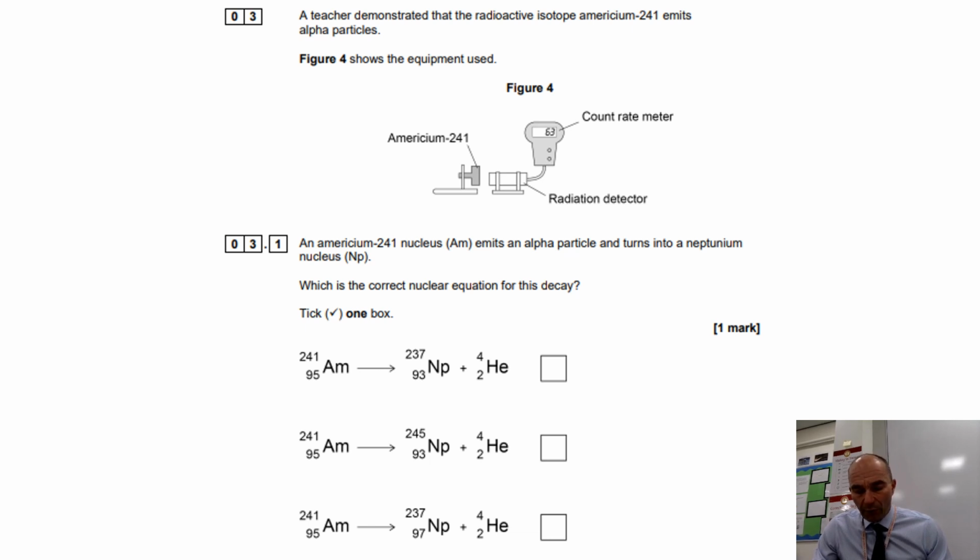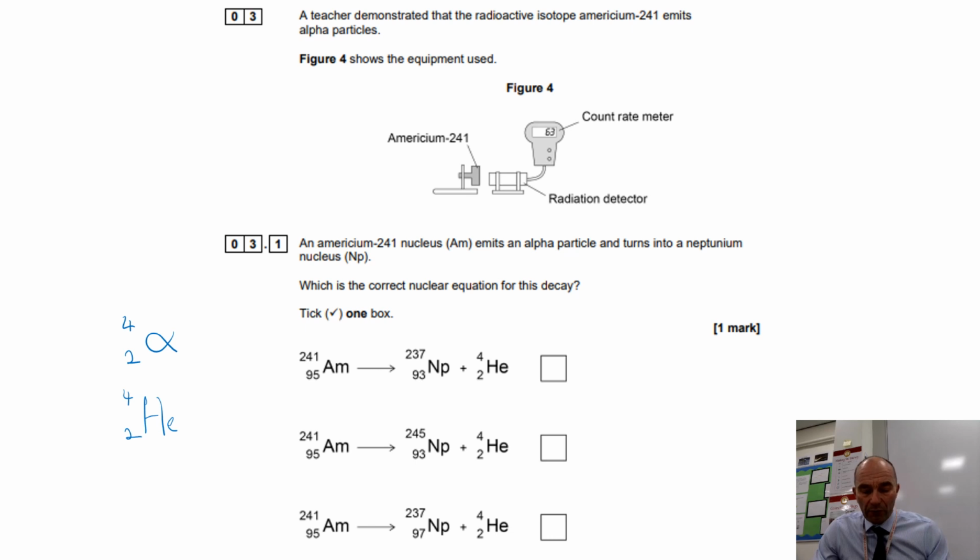Now, this might throw people because you might be looking for the alpha sign for an alpha particle, which we often write like that. Sometimes the exam board will write it as it's done in this question, showing it as being helium-4. Remember, this is just the equivalent of a helium nucleus, not a helium atom.